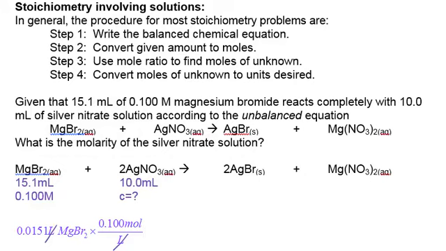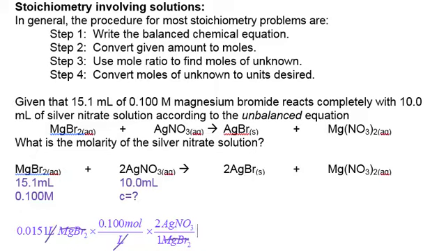Now we want step 3, use the mole ratio to find our moles of unknown. So our ratio in this case, our unknown, we're looking for concentration of silver nitrate, and our known is magnesium bromide. So just like we want our units to cancel out in this step, in the next step we want our magnesium bromide to cancel out. So we want magnesium bromide in the denominator and silver nitrate in the numerator. So that becomes a 2-to-1 ratio, and again we can cancel magnesium bromide, magnesium bromide.